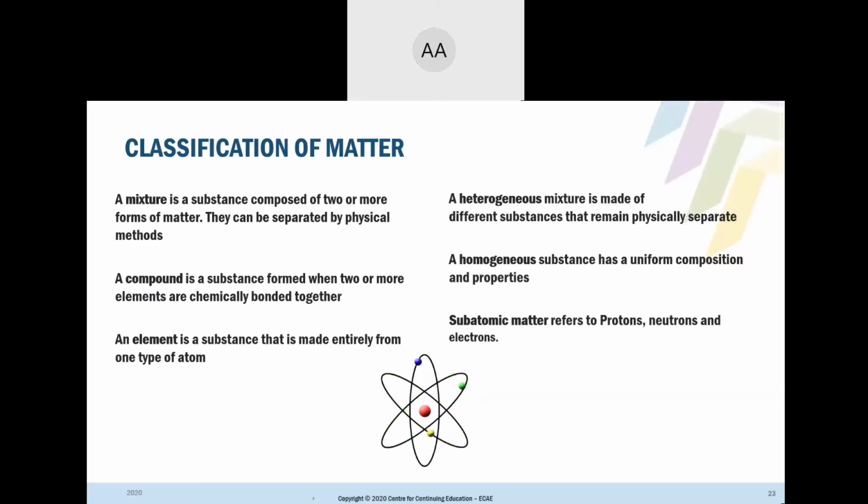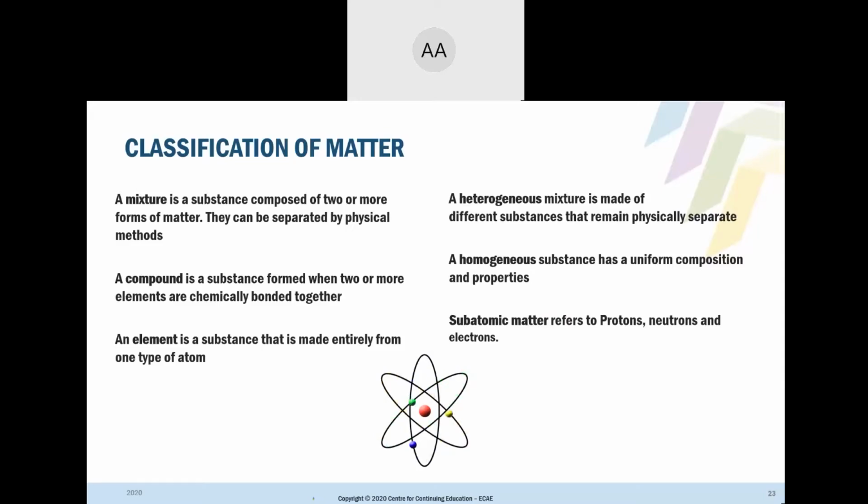Heterogeneous mixtures, different substances that remain physically separate. Homogeneous substances, uniform composition and properties. And subatomic matter, which is very important at Cycle 3 chemistry level, where we start looking at protons, neutrons, and of course electrons. So that's a quick recap.